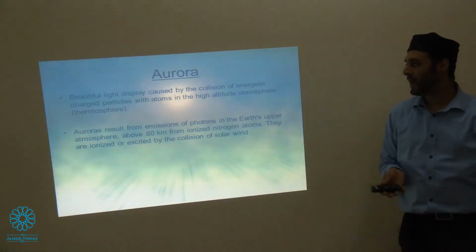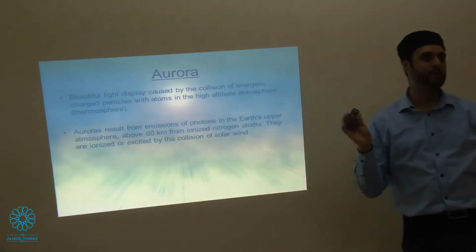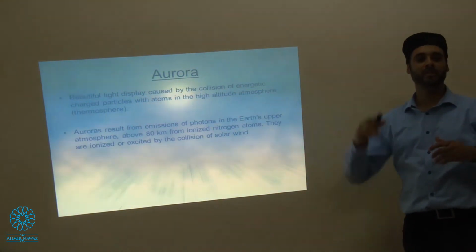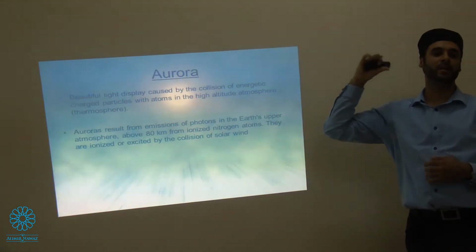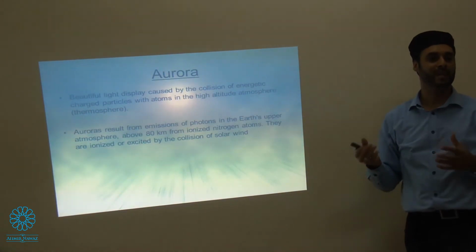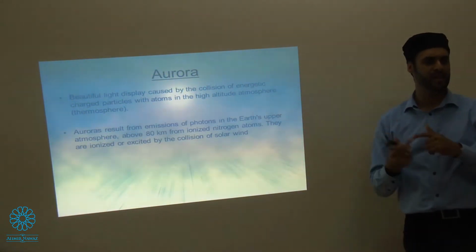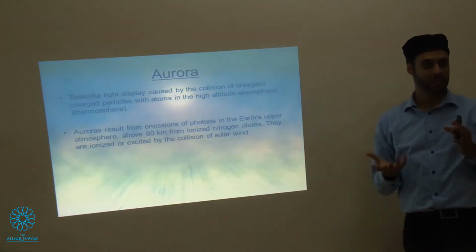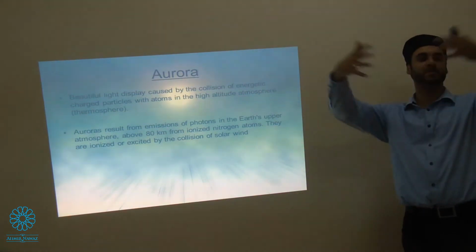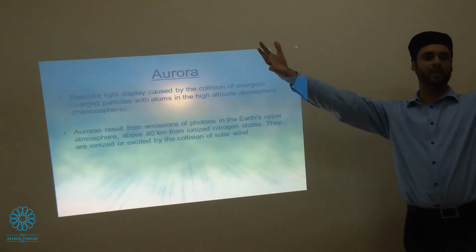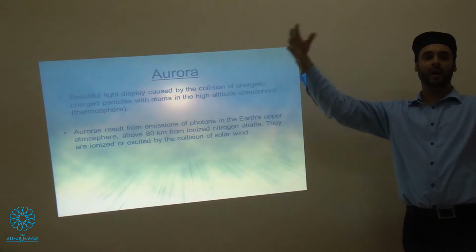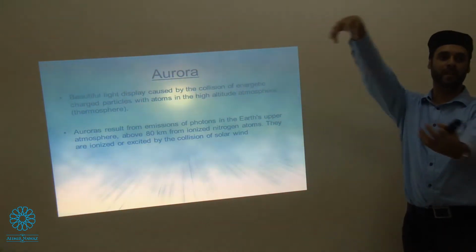Aurora, a beautiful light display caused by the collision of energetic particles. Basically, the auroras are visible at northern climes, and they normally coincide with heavy sun activity. Every 11 years, you get an 11-year cycle where the sun has sunspot activity, and you get huge bursts of energy, of solar radiation that hits the Earth, and it's channeled in via the poles.